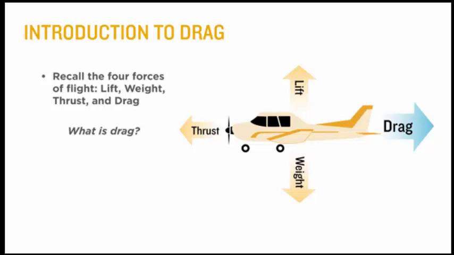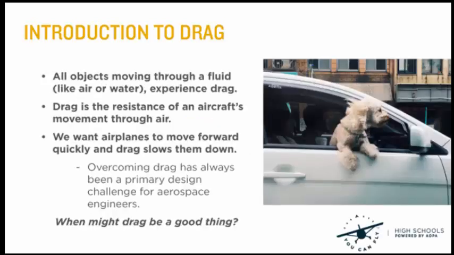Thrust is created by the jet engines or propellers of the airplane. Thrust is the push that moves the aircraft through the air. Drag is the resistance or friction to things moving through the air. It's caused by particles bumping into the object or our plane. So you can think about sticking your hand out the window of a car when it's moving, and that gives you a good idea of what drag is.